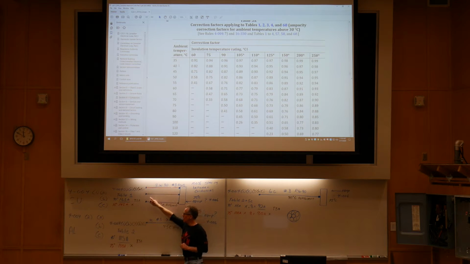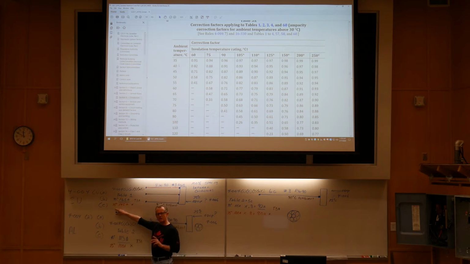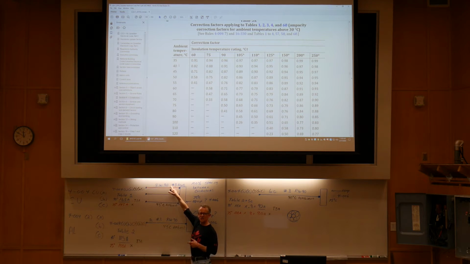Even though we are limited to the 75 degree ampacities in table 2, when it comes to derating the conductor for ambient zone, it's based on the insulation that surrounds the conductor. This is a fundamental mistake that some students make. They think that you should use the 75 degree column when you derate the conductor. In reality, we are running this conductor at 75 degrees, and it has an insulation rating of 90 degrees. So when it's in this ambient zone, it's only really running as a 75 degree conductor.